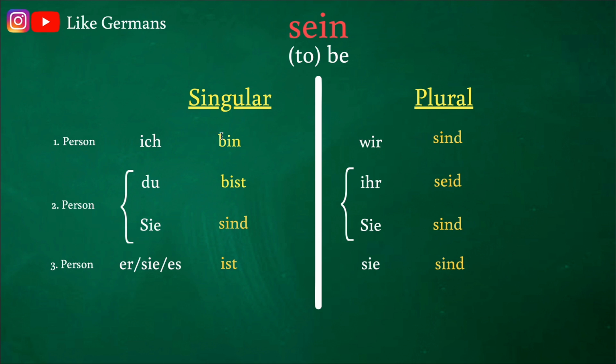Ich bin. Du bist. Sie sind. Er, sie, es ist. Wir sind. Ihr seid. Sie sind. Remember, the best way to learn and memorize the conjugation is to repeat loudly after me. So, once again. Ich bin, du bist, sie sind, er, sie, es ist, wir sind, ihr seid, sie sind.